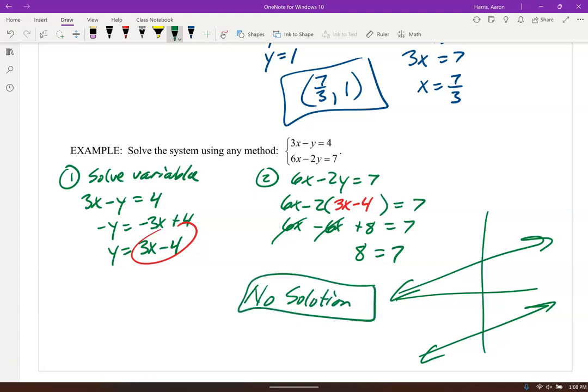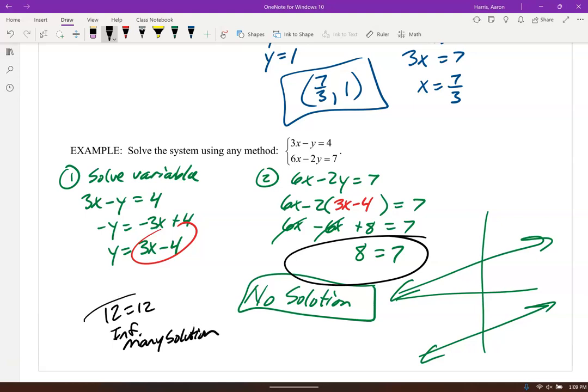Right, so algebraically, again, what's going to happen is you'll get something that's not true. Variables will eliminate, and you'll end up with something that's never true, right? If you get to the end and instead you get something that is true, like let's say you get 12 equaling 12, then that's the situation where it's infinitely many solutions. Right, if you get something that's always true, okay, but that's not this scenario.